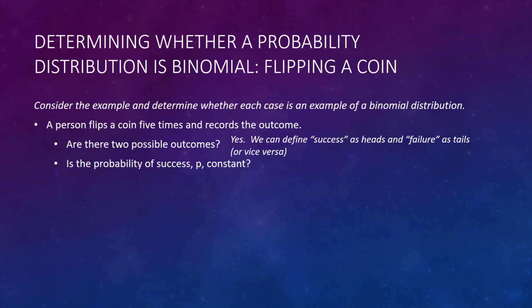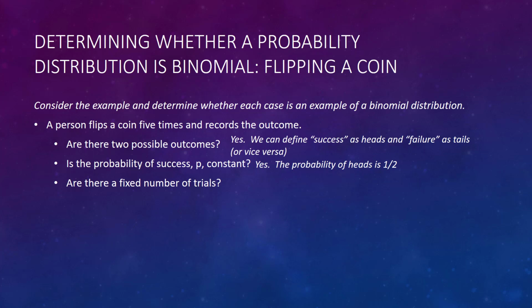Is the probability of success constant? Yes, the probability of getting heads is 1/2. The probability of getting tails is 1/2. It's not important right now that we know what the probability is, only that we know that it doesn't change from trial to trial. We know that each coin flip is independent from the others, so therefore we can be confident in saying that the probability of success is constant.